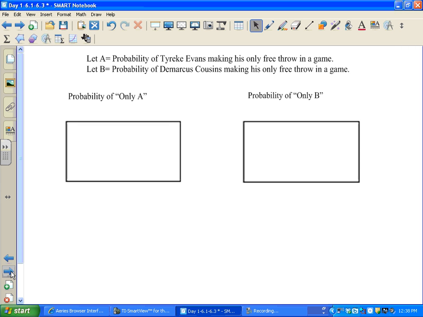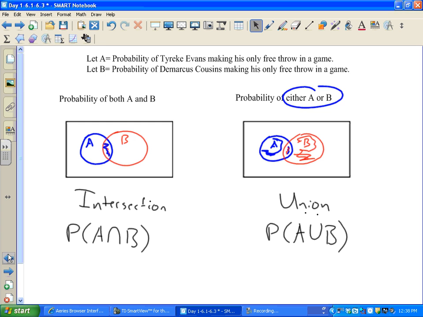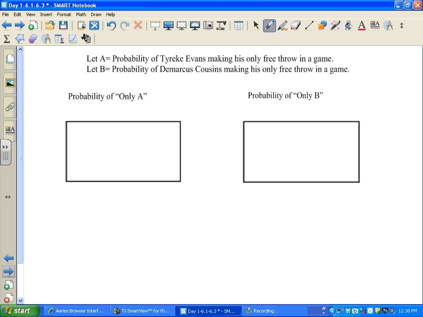Probability of only A. Tyreek is event A. DeMarcus is event B. Probability of only A. This is specific here. Hopefully, if you're thinking in terms of shading, you want to shade this only. Does that make sense?